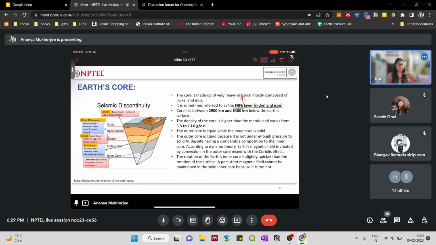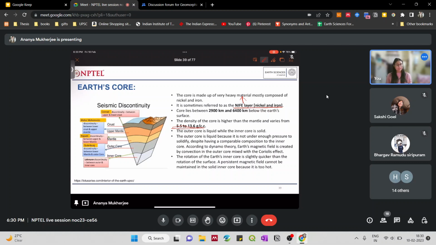Now the density of the core, as I mentioned before, increases when we move towards the center of the earth. You can see over here that the value ranges from 5.5 to 13.6 grams per cc. So it's the densest layer within the earth's interior.